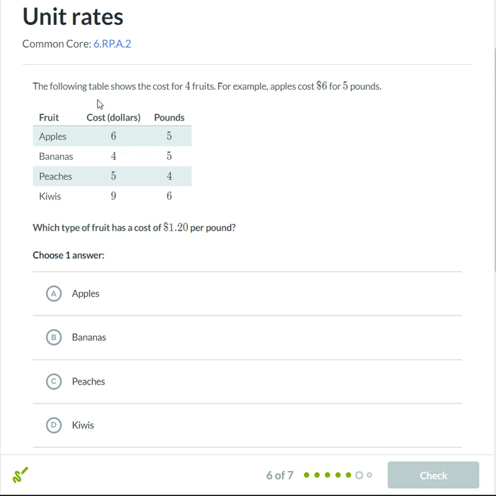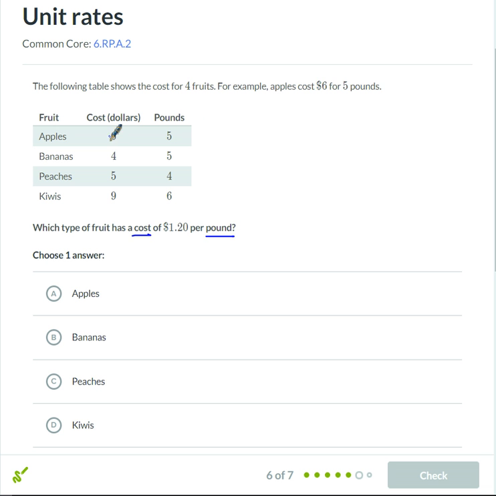Here we have another table. We have the cost of 4 fruits. Apples cost $6 for 5 pounds. So I'm confirming apples, $6, 5 pounds. So now I know how to read the table. The question says, which type of fruit has a cost of $1.20 per pound? So I just have to divide all of the costs because the cost comes first. A cost of $1.20 per pound. So cost comes before pounds.